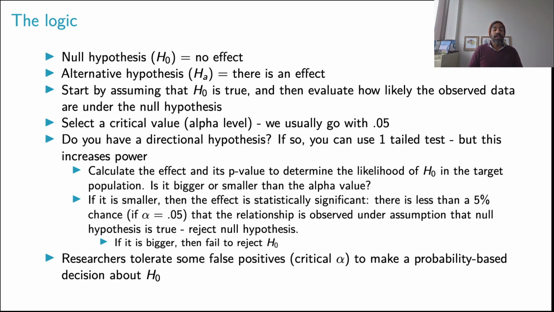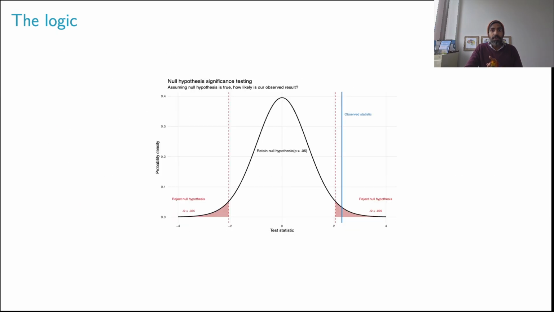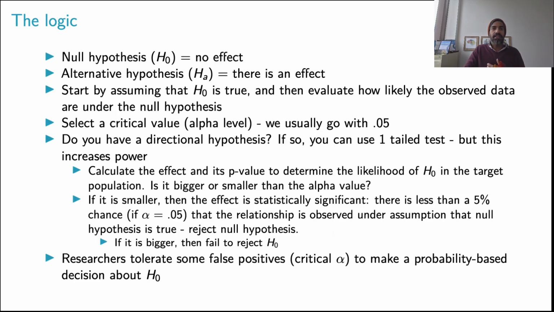If you have a directional hypothesis, you can use a one-tail test, and this increases power. We'll talk more about power a bit later in this lecture. This is a two-tailed test, because you can see the red is on both sides of the tail. If you have a directional hypothesis, you can move all of that to one side, and you'll have greater power for detecting an effect there.